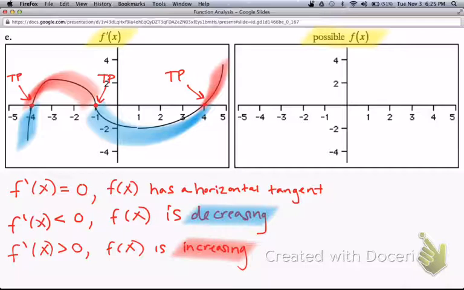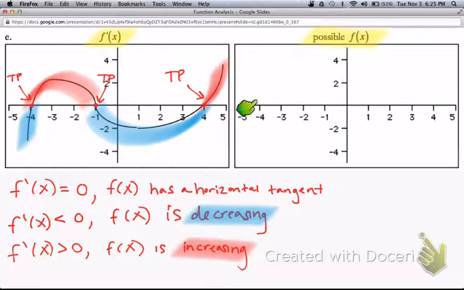So I know that I have a turning point here, and I know that I have another turning point here. And again, you can see visually because of the change in color. So because it changes from blue to red or from red to blue, that means that we're going to have a turning point on the graph.